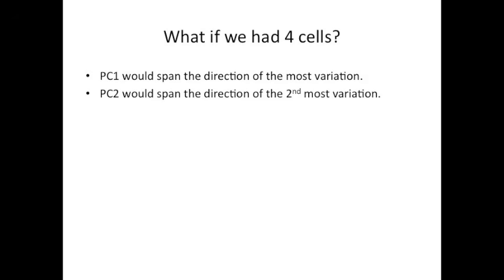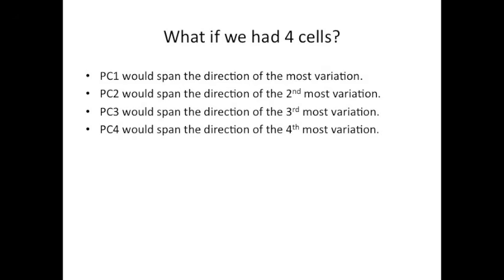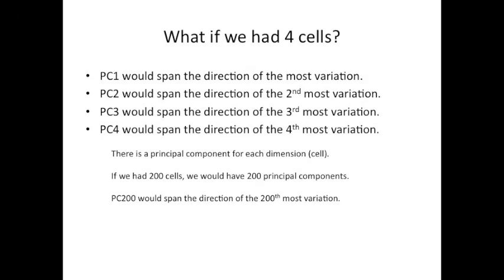What if we had 4 cells? Principal component 1 would span the direction of the most variation. Principal component 2 would span the direction of the second most variation. Principal component 3 would span the direction of the third most variation. And you guessed it, principal component 4 would span the direction of the fourth most variation. There's a principal component for each dimension, or each cell in the data. If we had 200 cells, we would have 200 principal components. Principal component 200 would span the direction of the 200th most variation.